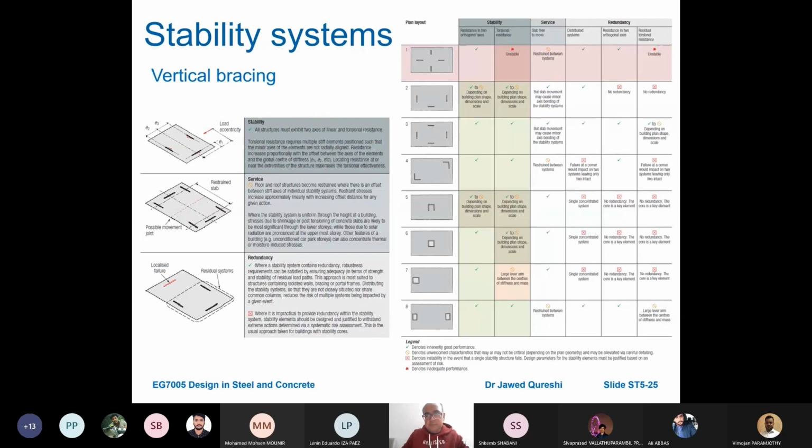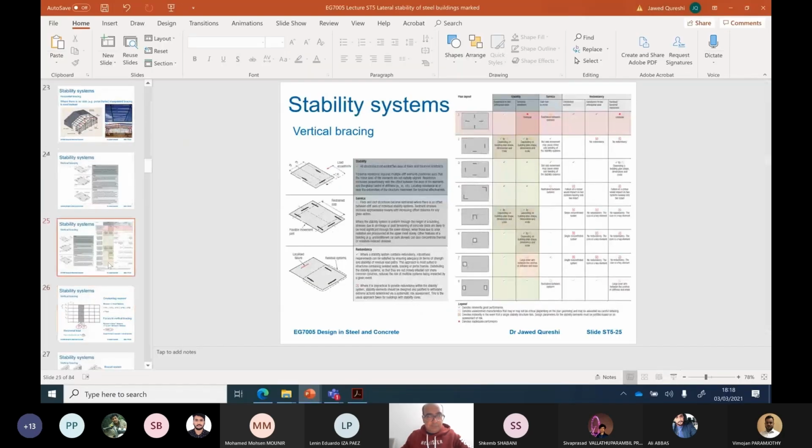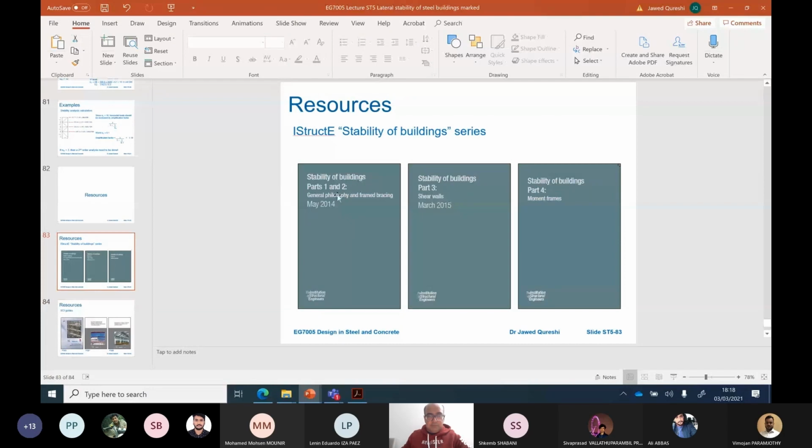You have various examples of these bracings. So simply, I would say that you just have a look at it. I will not cover it in detail. This has been taken from this reference, Stability of Buildings, Part 1 and 2 by I.